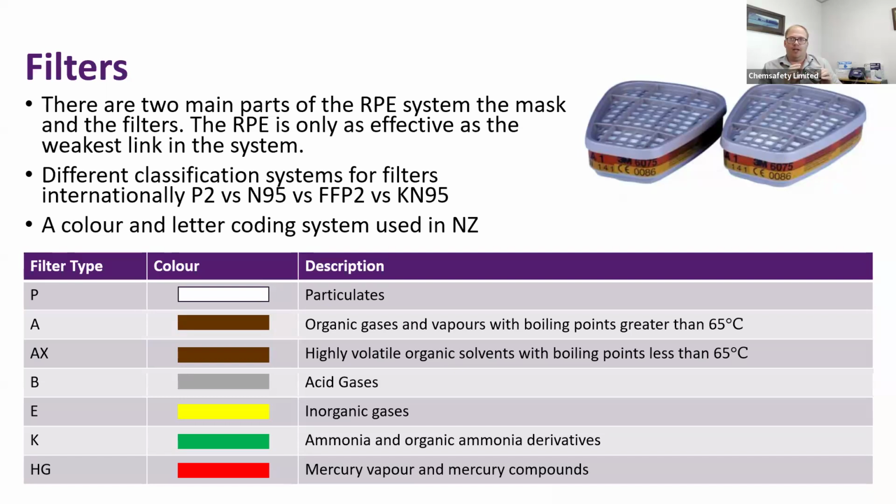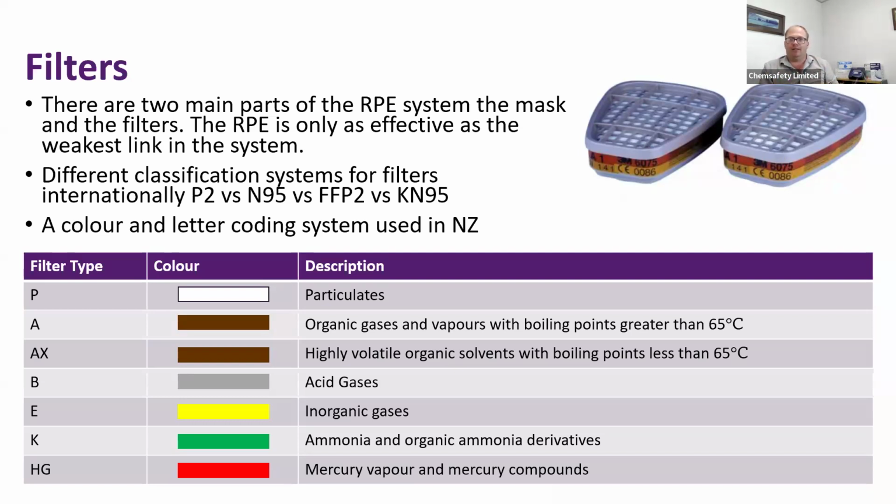Now, you can have AX1 or AX2, A1, A2. A1 is the normal sort of thickness, and A2 is just more charcoal in it. So it's like a thicker version of the same filter, which has a greater capacity to hold more contaminant.